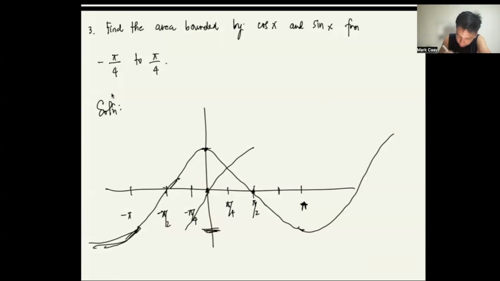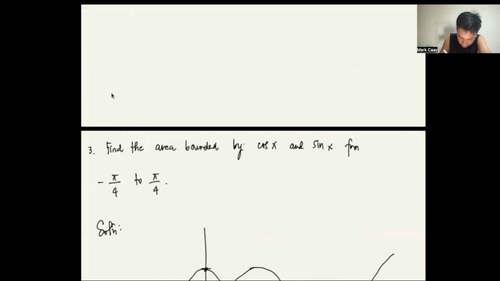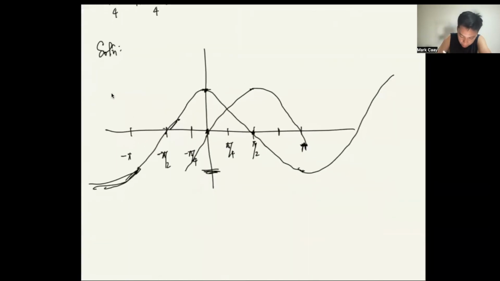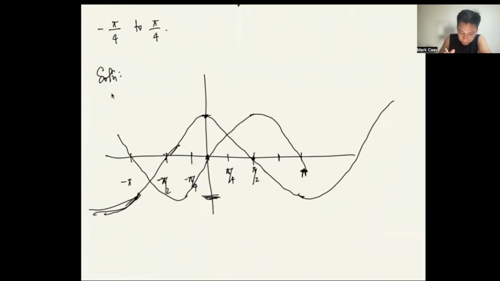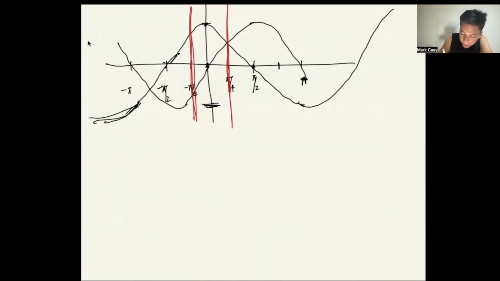Pero magzi-0 siya sa pi. So pag ganun. Tama ba? Okay. So the region that we want to solve is the one bounded by negative pi over 4, 2 pi over 4. Okay, so ibig sabihin ito na yung area natin, di ba?